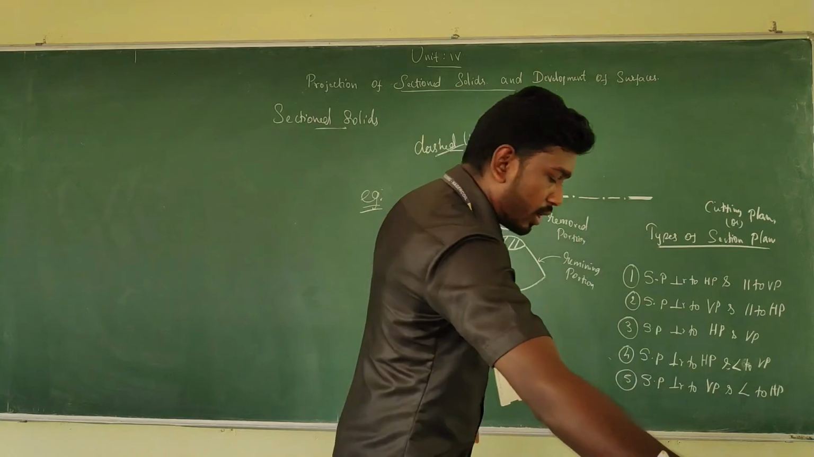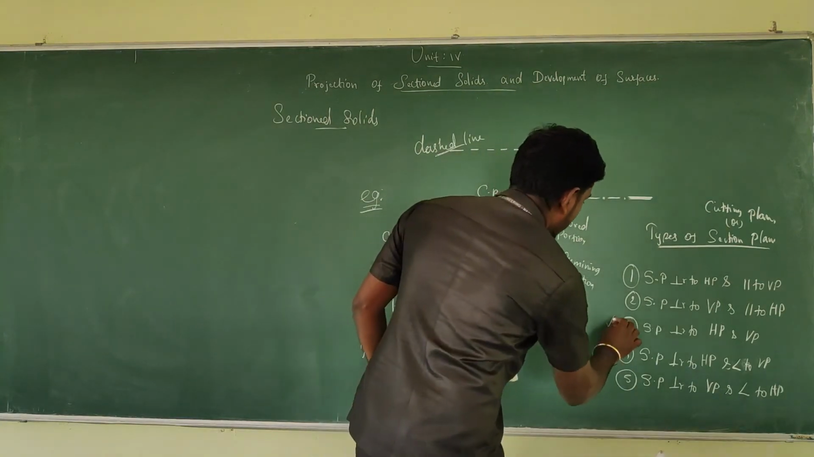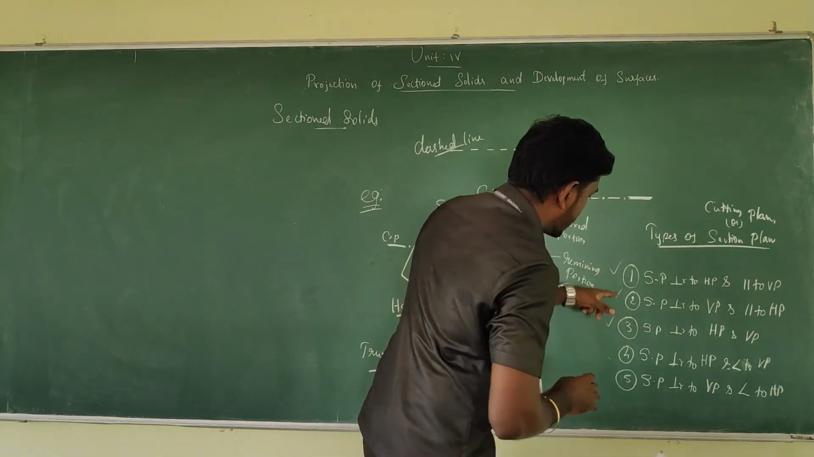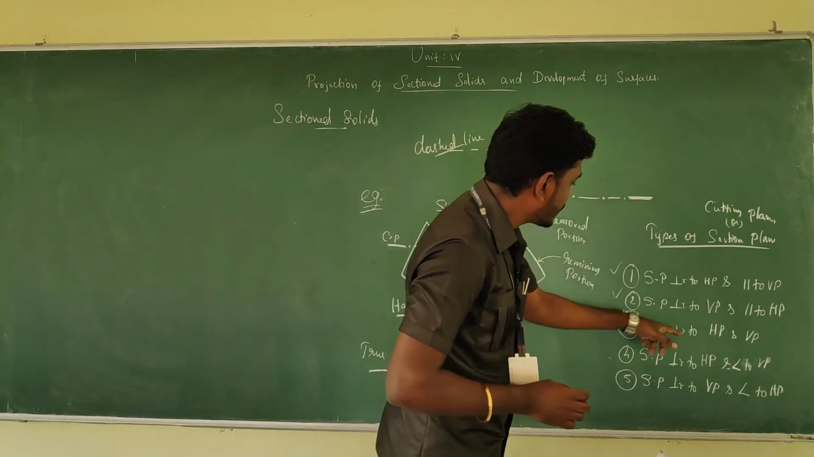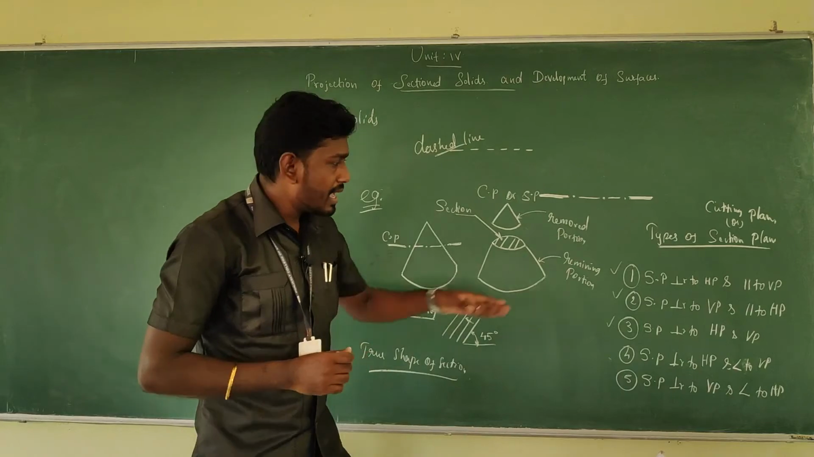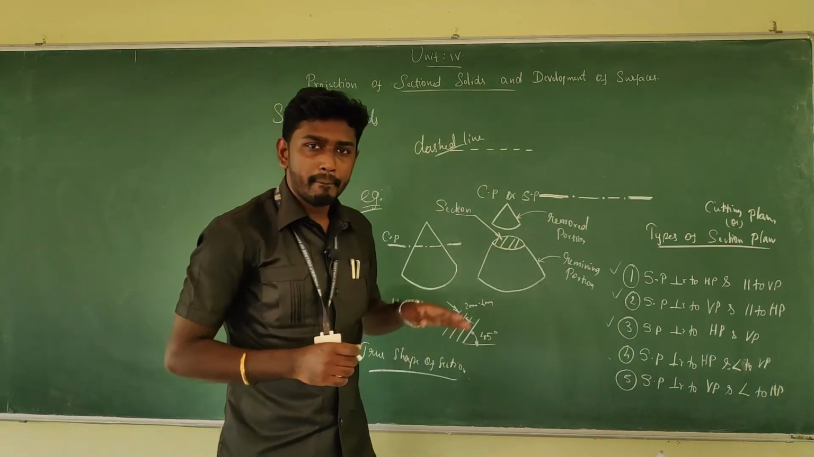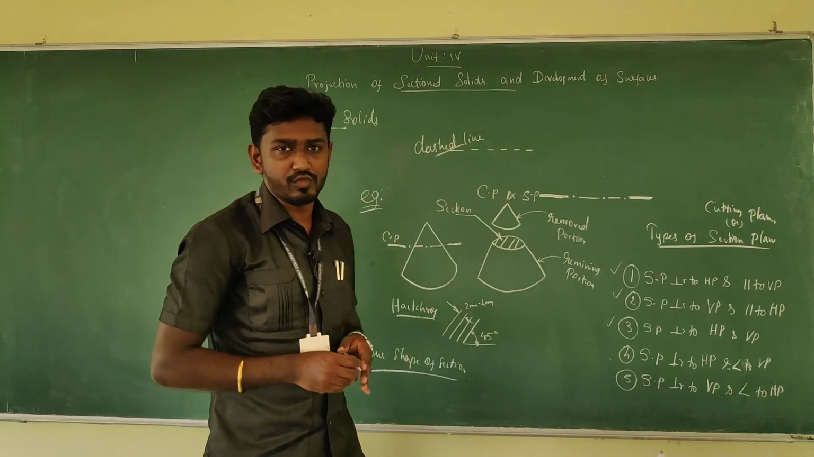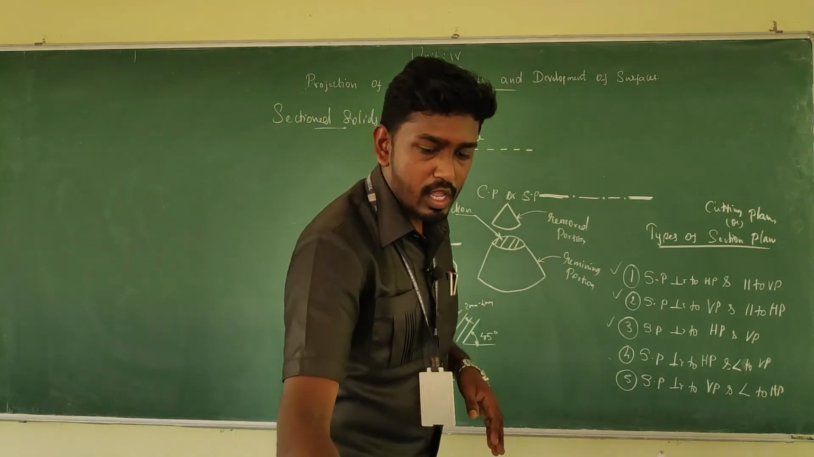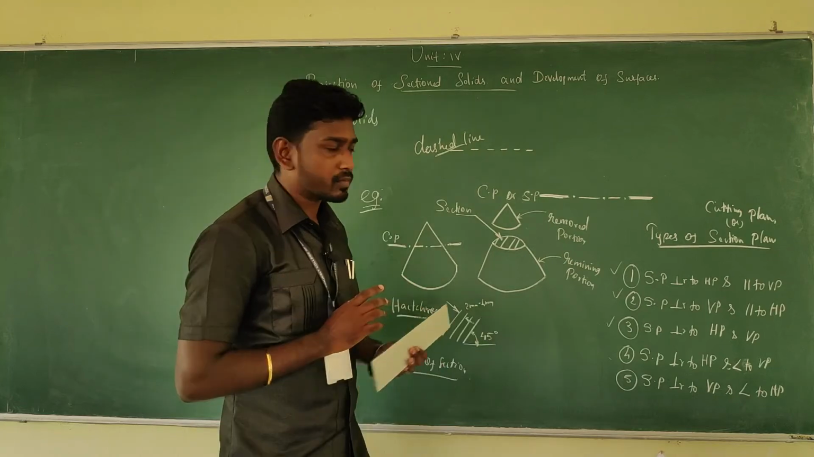And then the third one. Up to the second we have completed. We are going to the third one, the section plane perpendicular to HP and also perpendicular to VP. Okay, for both the planes it is perpendicular. So how can it be placed?